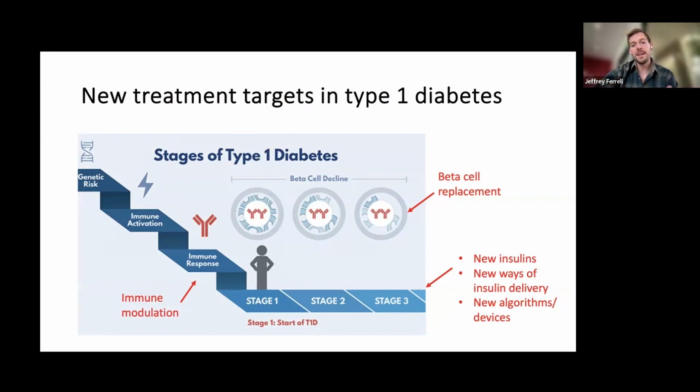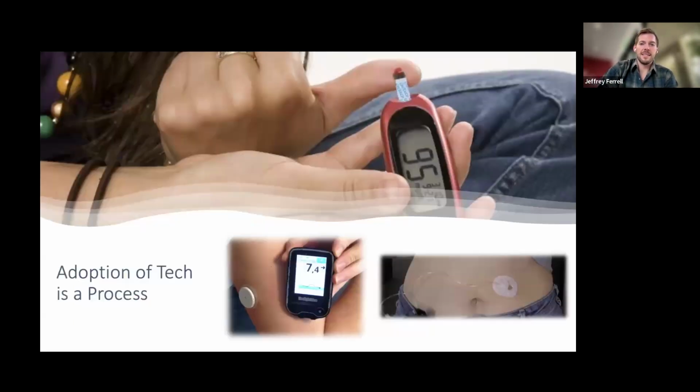Stage 1, 2, and 3, ways to delay that progression from we have an immune response, but the beta cells aren't gone yet. How can we lengthen the amount of time that those beta cells persist despite the immune attack? Those sorts of things. There's lots of new ideas in diabetes that are quite exciting.